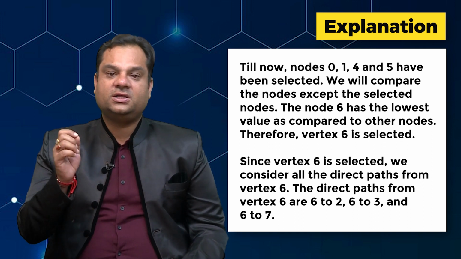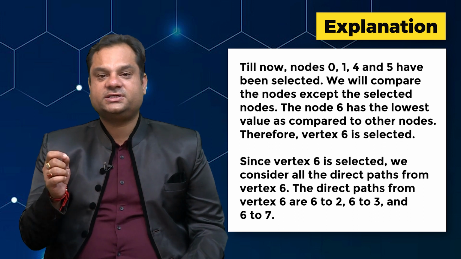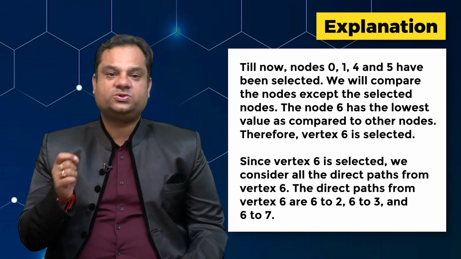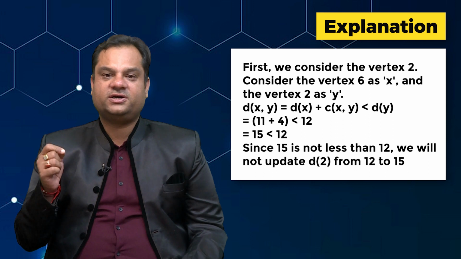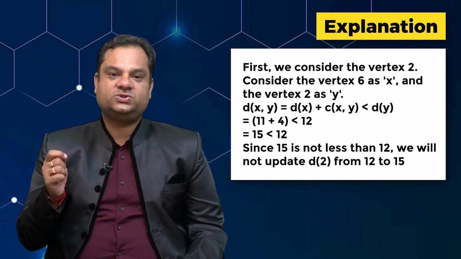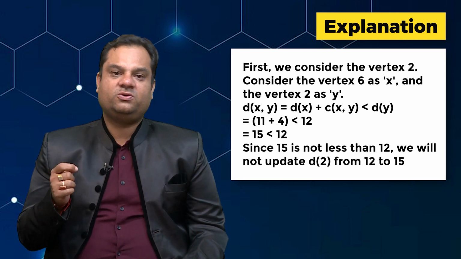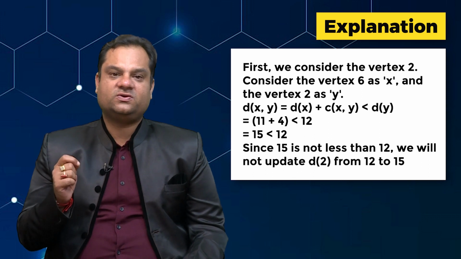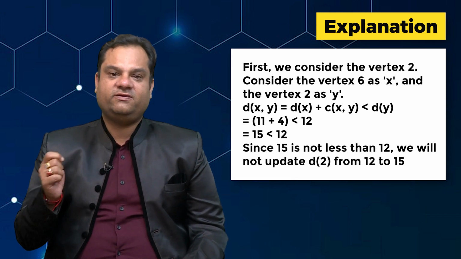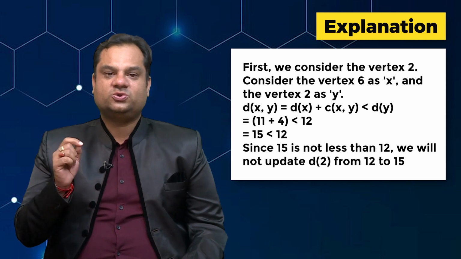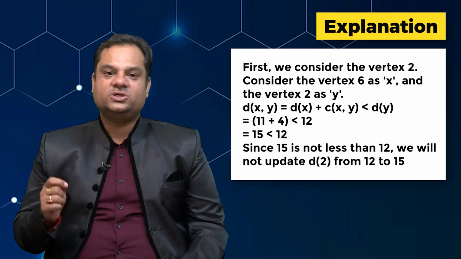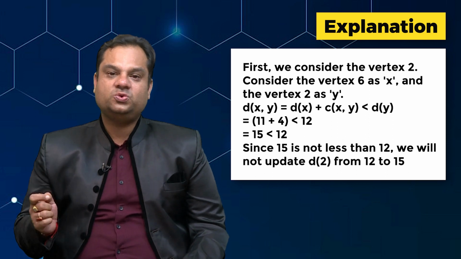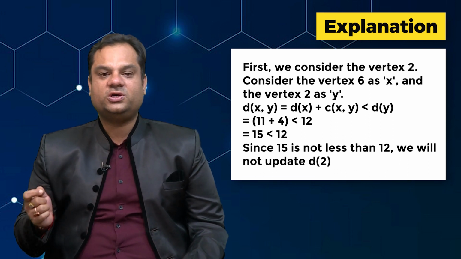The direct edges from vertex 6 are 6 to 2, 6 to 3 and 6 to 7. First we start with vertex 2. Consider vertex 6 as x and vertex 2 as y. Put the value d of x equals 11, c of xy equals 4, giving 15, which is not less than the d of y value, that is 12. So we will not update the d2 value from 12 to 15.